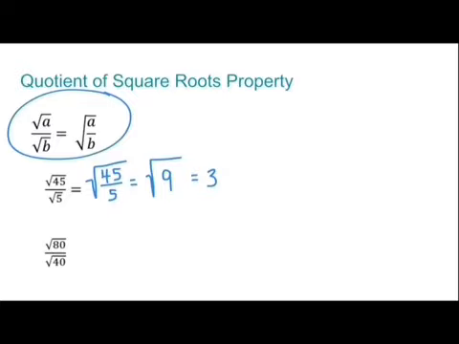For this next example, the square root of 80 over the square root of 40, we can change this to be just 80 divided by 40, and that is the square root of 2.